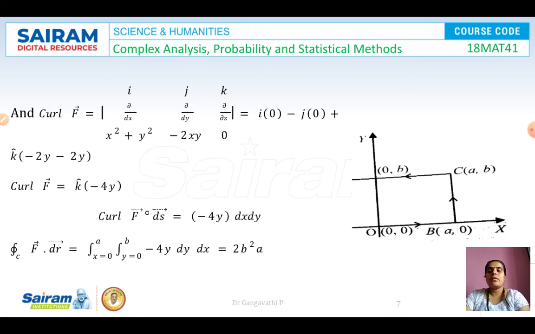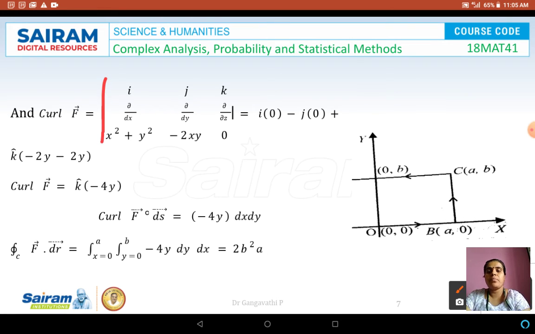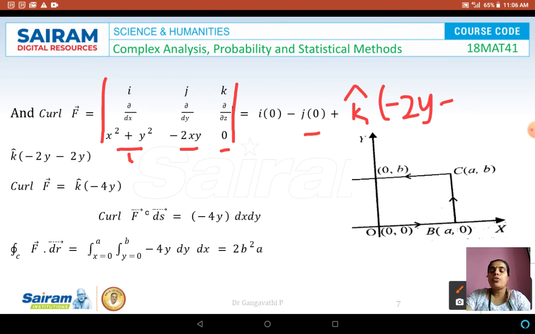Now let us find out the curl F, because to use Stokes theorem we need to find the curl F. Curl F is going to be the determinant of i j k, dou by dou x, dou by dou y, dou by dou z, and the i component of F, j component of F and k component of F. On solving this determinant, the i component: dou by dou y of 0, and dou by dou z operating on minus 2xy is also 0. Similarly, j also becomes 0, and the k component is k cap into dou by dou x of minus 2xy, which gives us minus 2y, minus dou by dou y of x square plus y square, which gives you minus 2y.